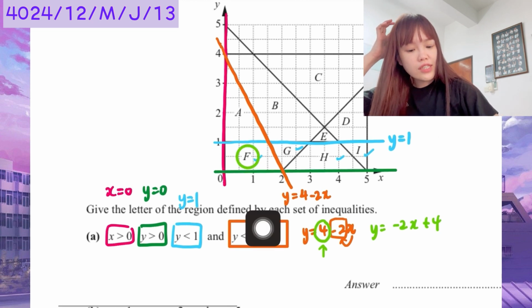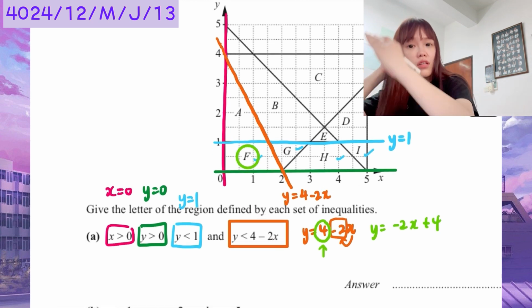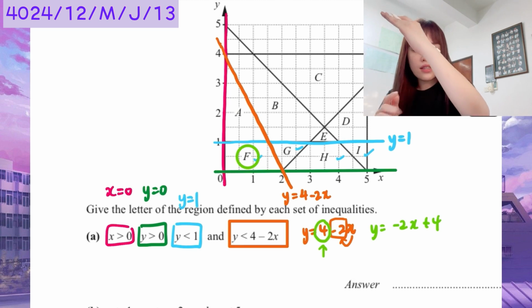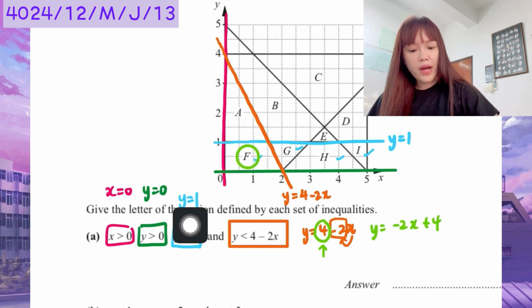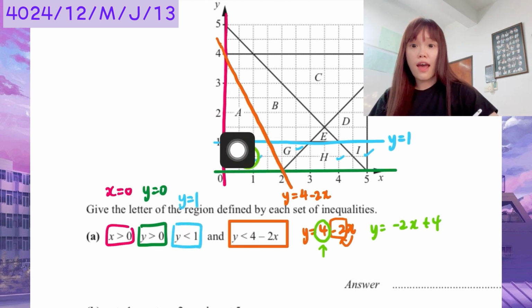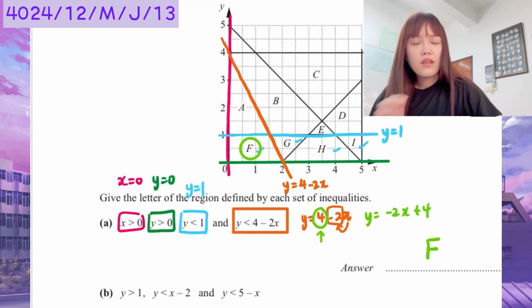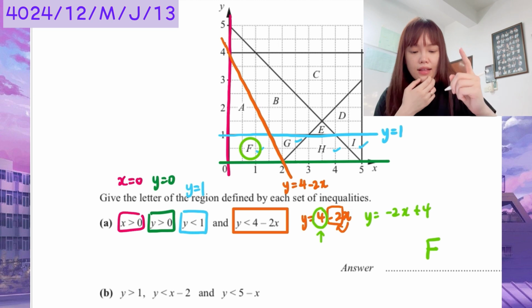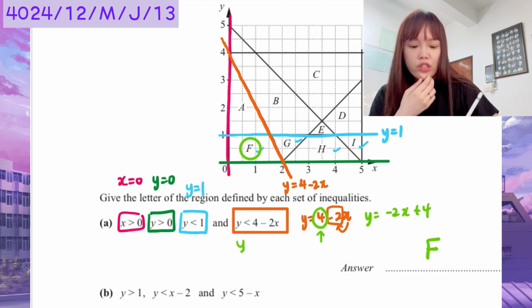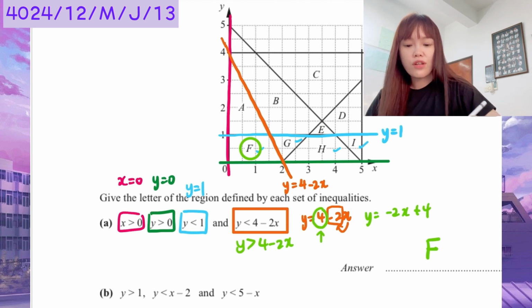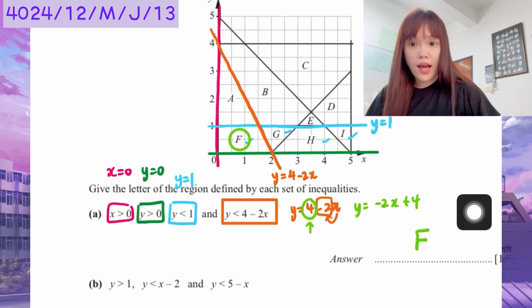So the question here is smaller than. Remember, it's all smaller than the line. It's either A or F here. But if combined with y smaller than 1, it's F only. So the answer is F. Not GHI. It's GHI if the question here is y larger than 4 minus 2x. If it's y larger than 4 minus 2x, then your answer here will be G, H, and I.